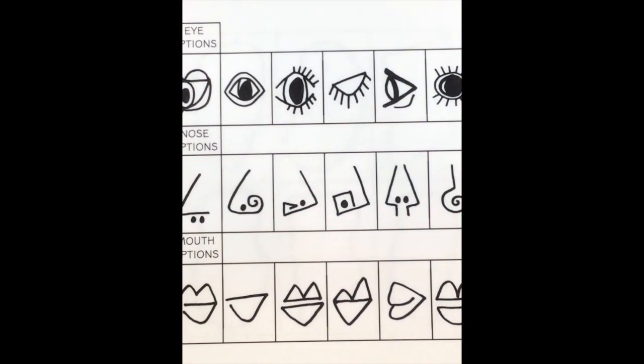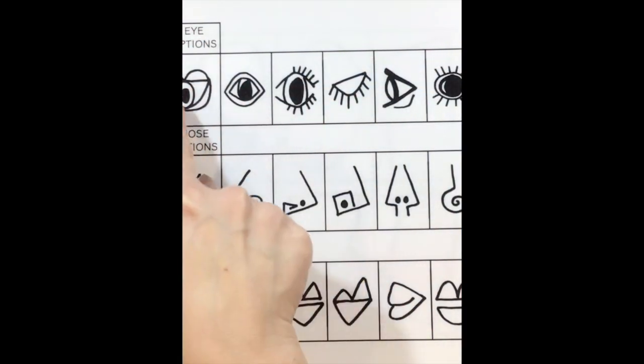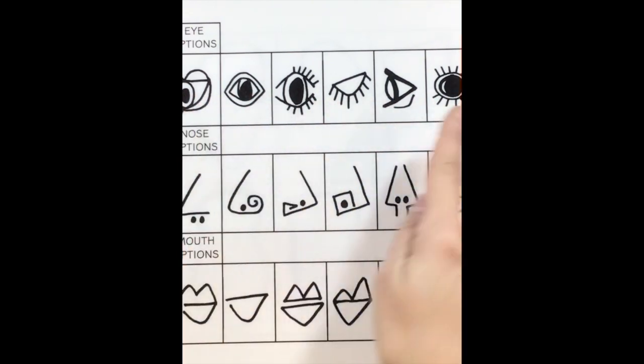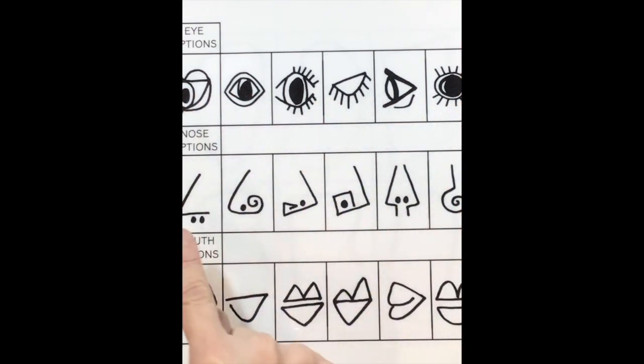Alright, boys and girls, we're getting ready to start our drawing of our Picasso face. And remember, you want to take a look at your facial feature choices, and you're going to choose an eye option. So you're going to choose one of these 6 options. You're going to choose a nose option. So you're going to choose one of these 6 for a nose. And you're going to choose one of the mouth options.